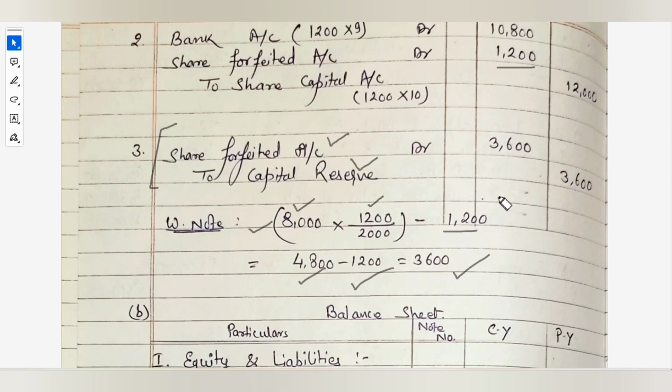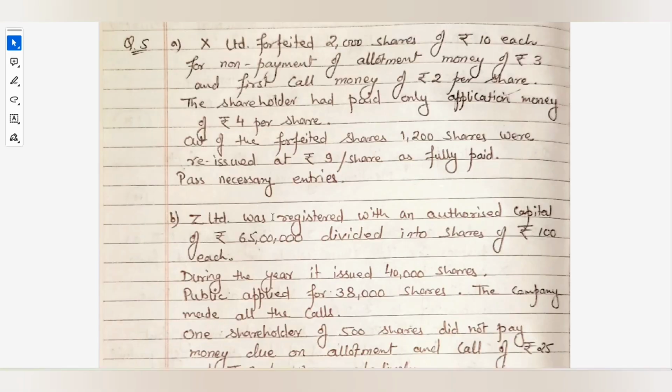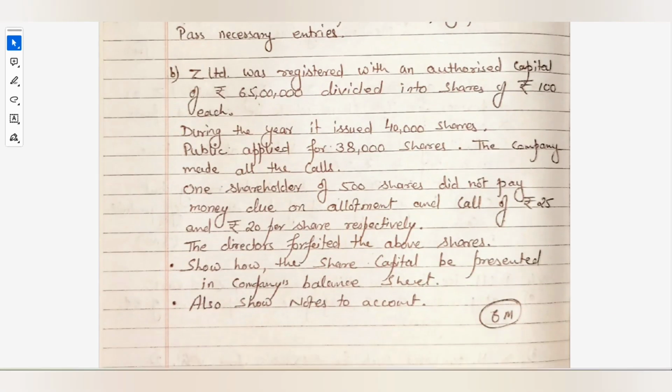And I especially request all of you, please be careful in this portion, that means to calculate the amount of capital reserve, because the entry never changes, but we always have to be utmost careful while calculating these figures, because this value always carries 1 mark. So share forfeited account debit to capital reserve is the entry for transferring the balance of forfeiture account to capital reserve. Now let's have the last portion of this question, which is from presentation of share capital. And again, this is a very expected and very important part of the chapter as well as the syllabus, which carries around 3 to 4 marks.